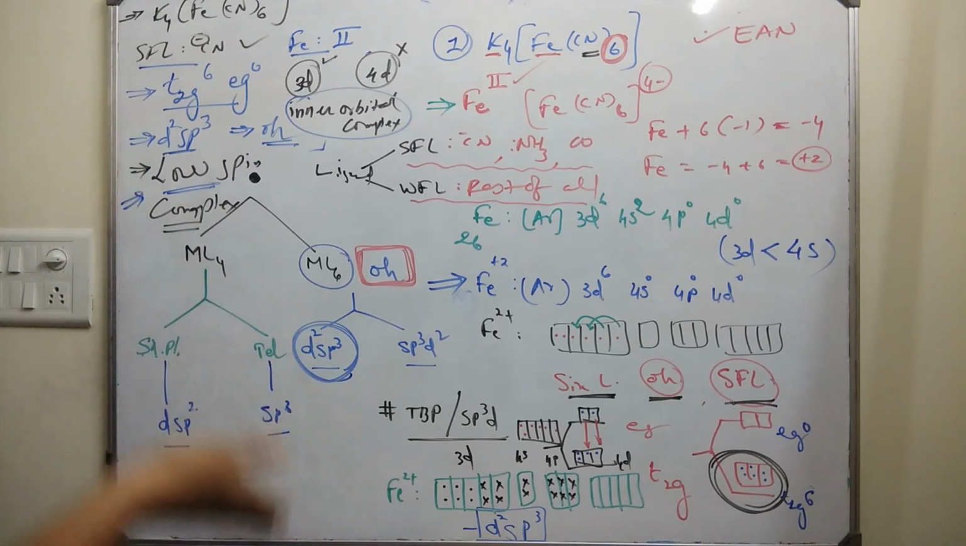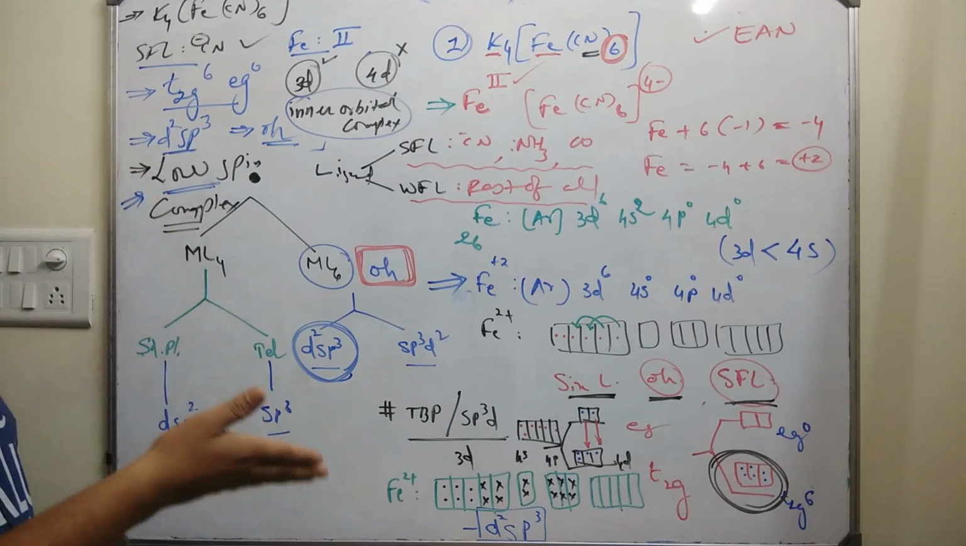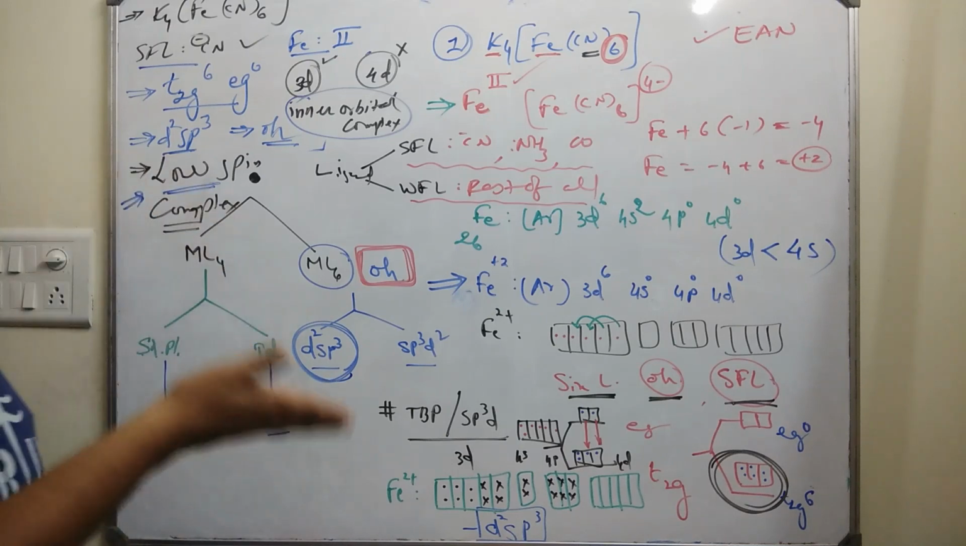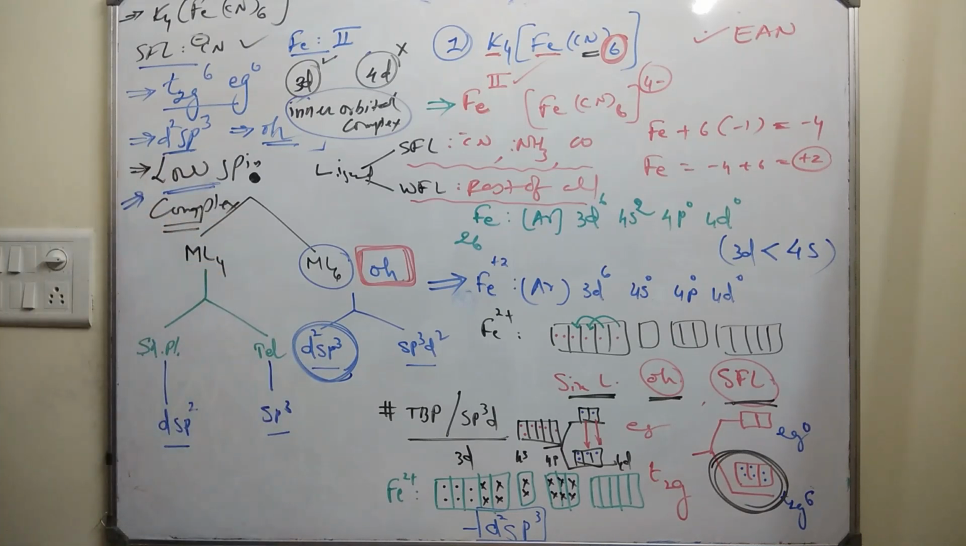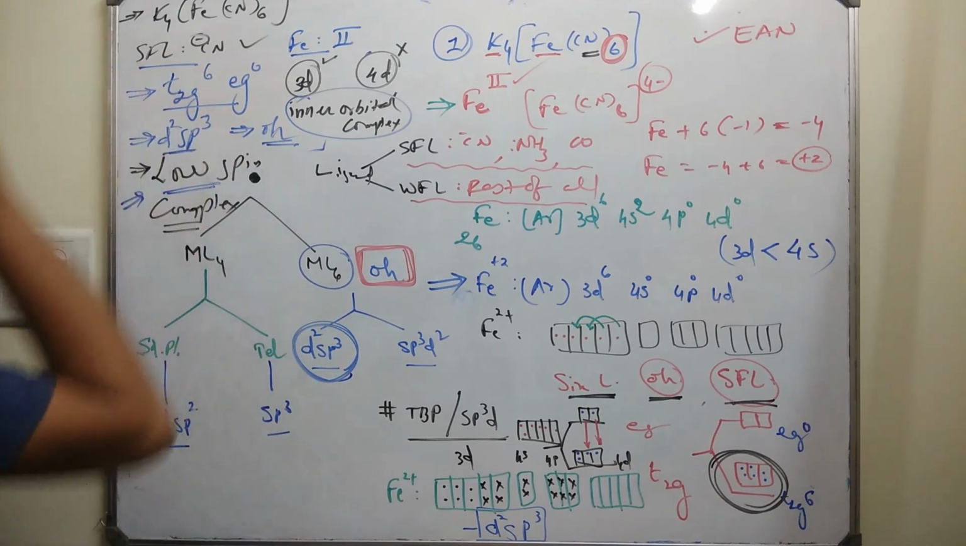If it gets paired, it's a t2g6 and eg0. All electrons are in the lower set of orbitals and hence it's a low spin complex. Apart from all this, it's a d2sp3 hybridization. As it's a d2sp3 hybridization and it is using the inner d orbitals, that's the 3d, it is called an inner orbital complex and hence it's an octahedral geometry.